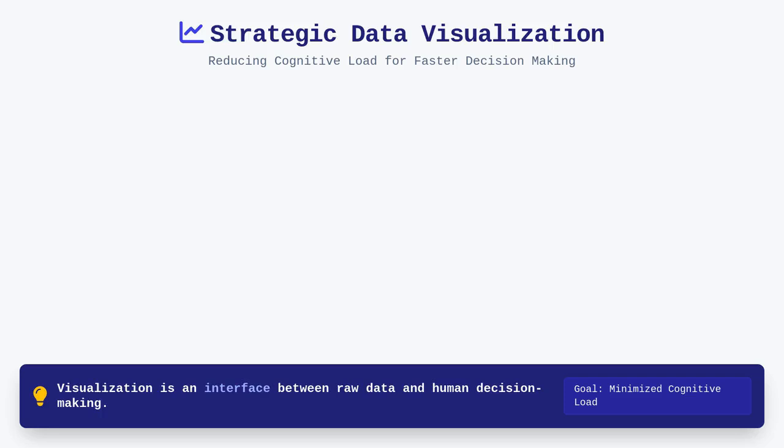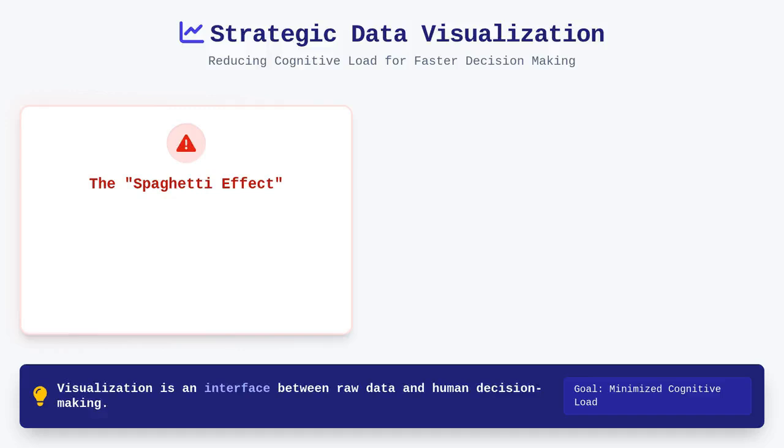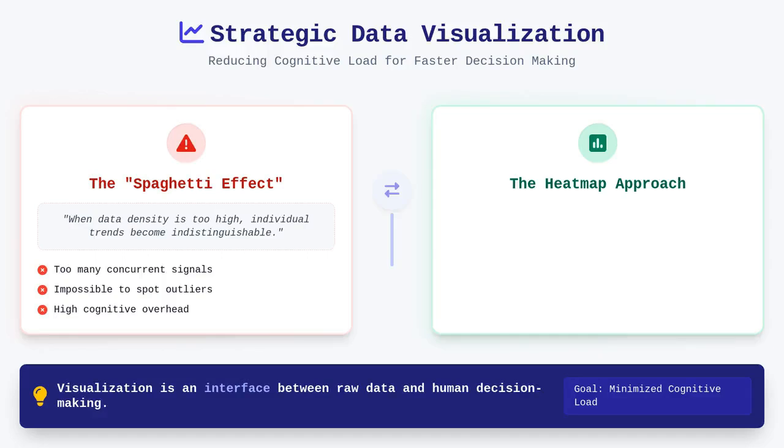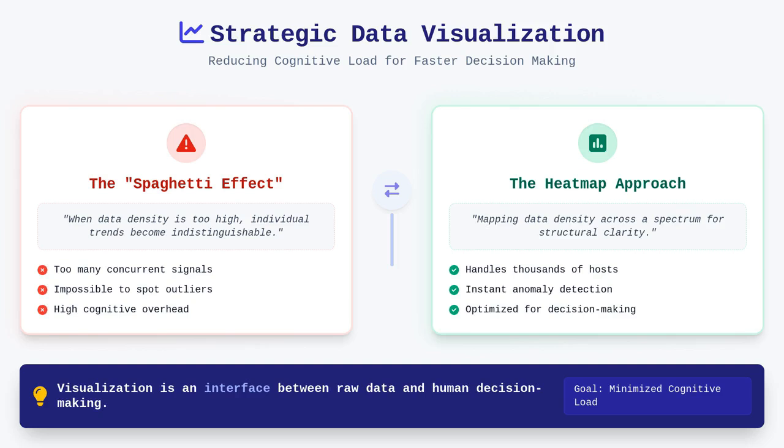A time series line graph is often the default choice, but it carries inherent dangers when the data density becomes too high. Once you attempt to plot more than a handful of concurrent signals, you encounter the spaghetti effect, where individual trends become indistinguishable, effectively rendering the chart useless for identifying specific outliers. In these cases, opting for a heat map becomes the superior engineering decision because it maps the density of data points across a spectrum, allowing an operator to spot structural anomalies across thousands of hosts without requiring individual line identification.